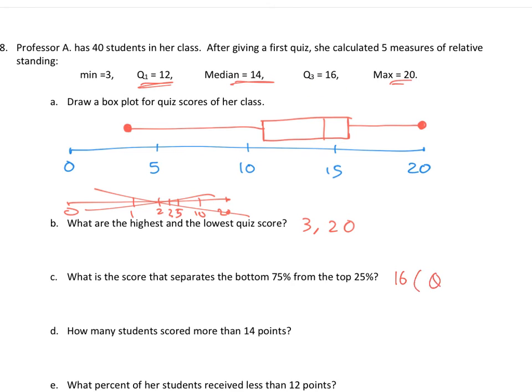This is Q3. So the next question is, how many students scored more than 14 points? So 14 points is here. So more than this, this is 25%, this is 25%. That's basically 50%, so half of the class. So we have 40 students in class. So 40 times half, which is 0.5, so that's 20 students.